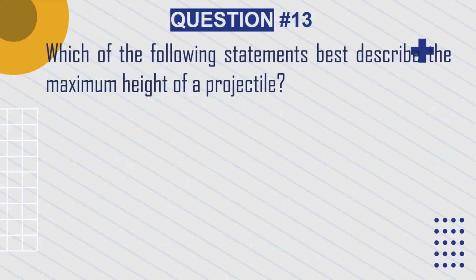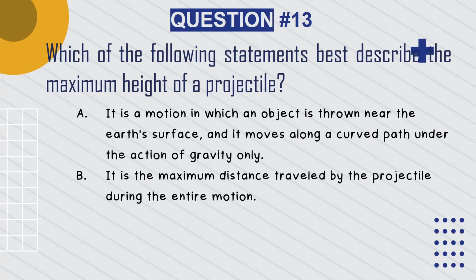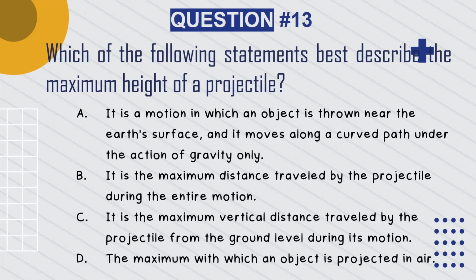Which of the following statements best describe the maximum height of a projectile? A. It is a motion in which an object is thrown near the Earth's surface and it moves along a curved path under the action of gravity only. B. It is the maximum distance traveled by the projectile during the entire motion. C. It is the maximum vertical distance traveled by the projectile from the ground level during its motion. Or D. The maximum with which an object is projected in air.